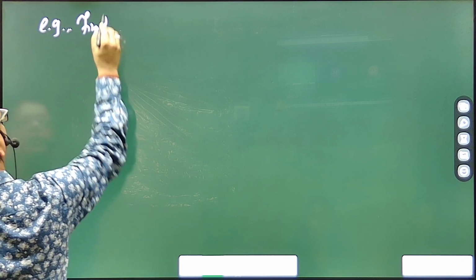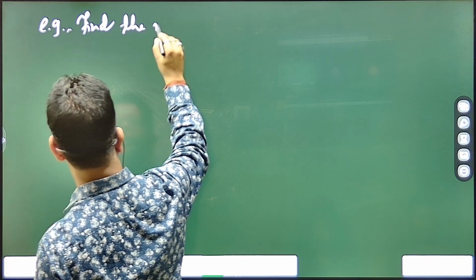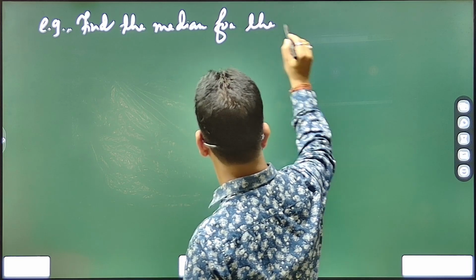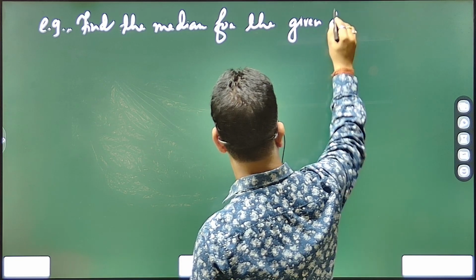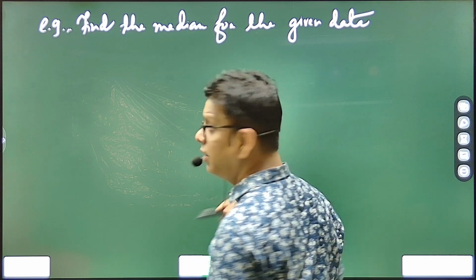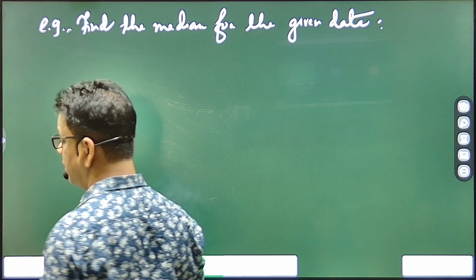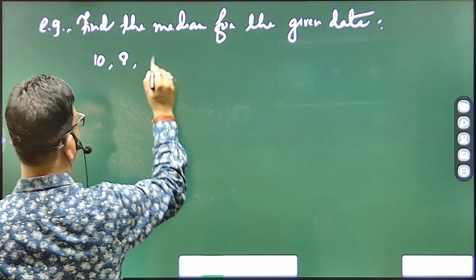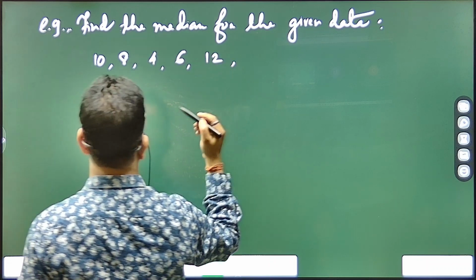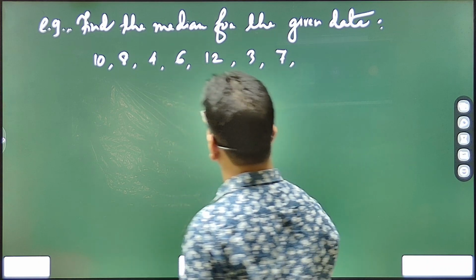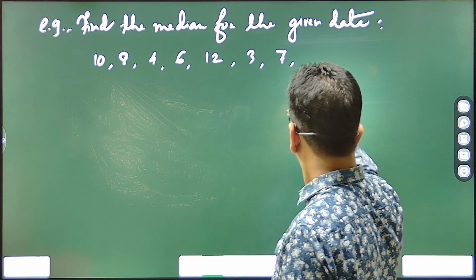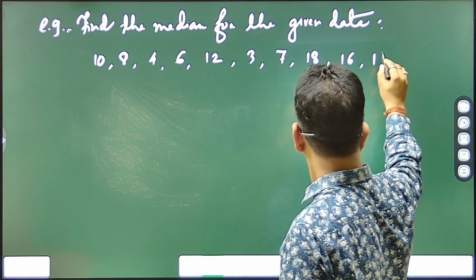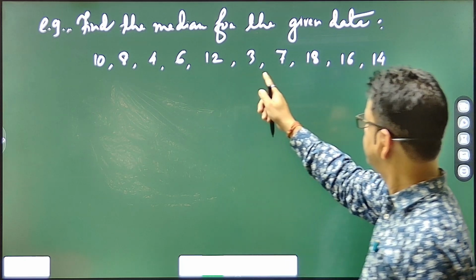Find the median for the given data. So I'm trying an example which you might get in the even case. So 10, 8, 4, 6, 12, 3, 7. Okay, suppose 18, 16, okay, 14. So 1, 2, 3, 4, 5, 6, 7, 8, 9, 10.